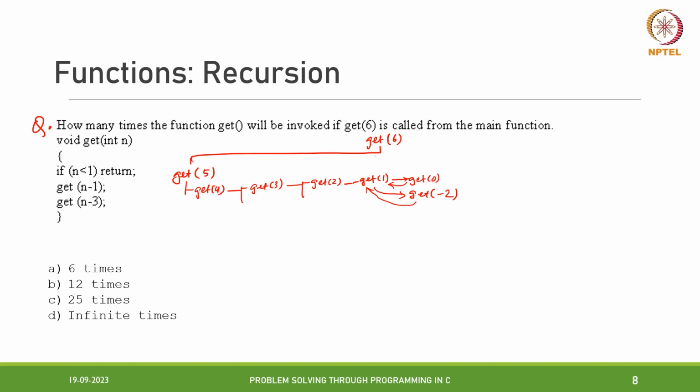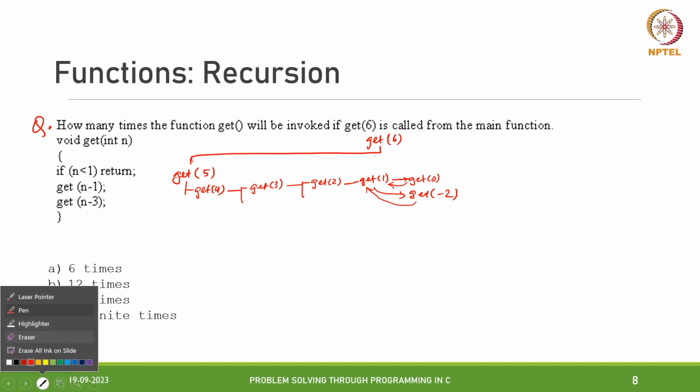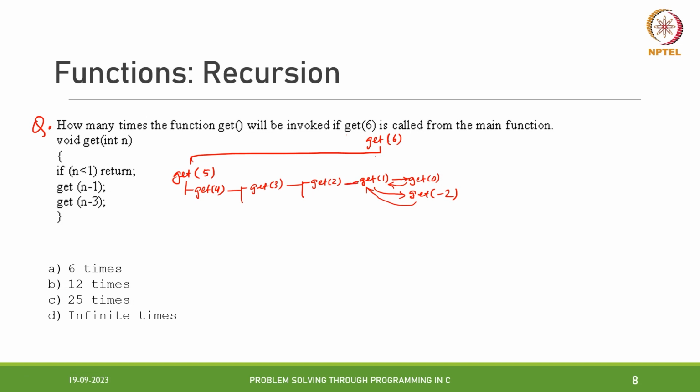Now the role of get of 1 is over. So who called the function get of 1? If you think about that, which function called get of 1? Get of 2 called get of 1 here, right? When I was in the get of 2 instance, I had called get of n minus 1, so it had called get of 1. So if I return the control to get of 2 from get of 1, this entire part I have done now.